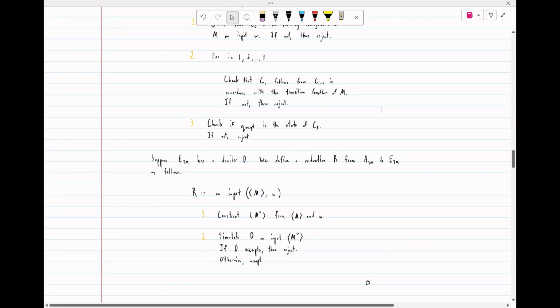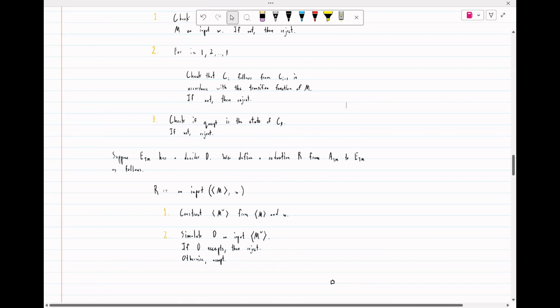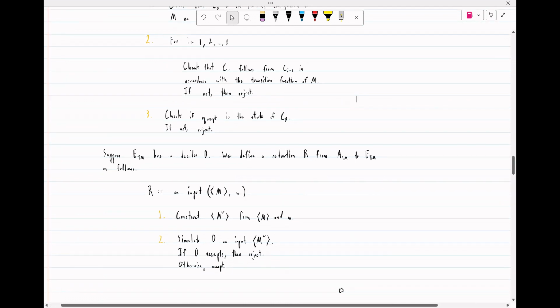Fortunately, the reduction is really simple because we did all the work in this first step. So remember, we're giving a reduction from ATM to ETM. I'm going to suppose, towards a contradiction ultimately, that ETM has a decider D. And I'll use that to construct a reduction R that'll allow me to decide ATM.